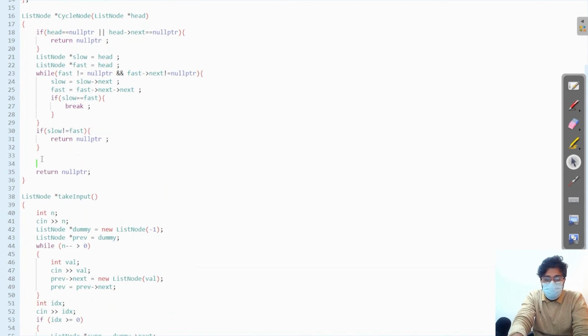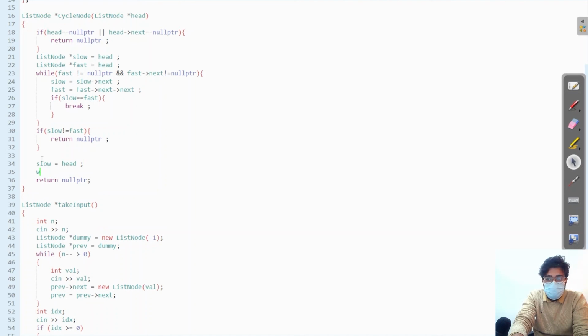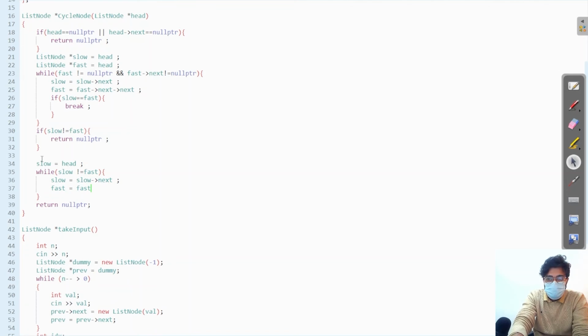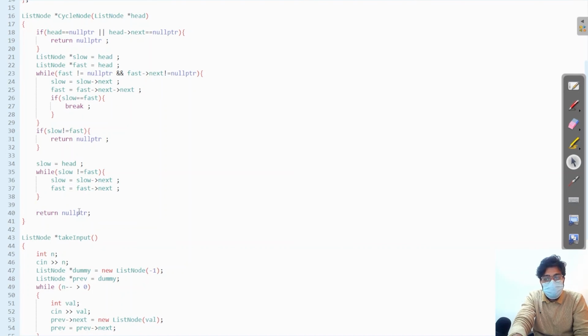Okay, so what do we do? First thing we do is make slow as head, right? And now while slow is not equal to fast, we do what? Slow is equal to slow of next, and fast is equal to fast of next. And after that, what do we need to return? We need to return slow, right?